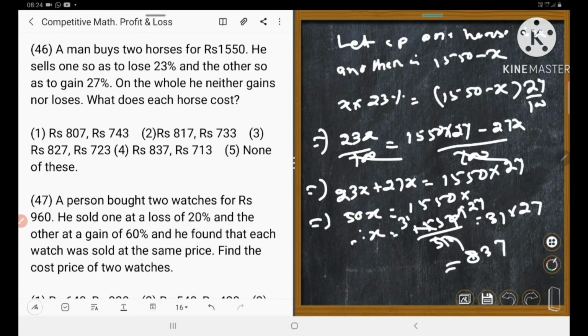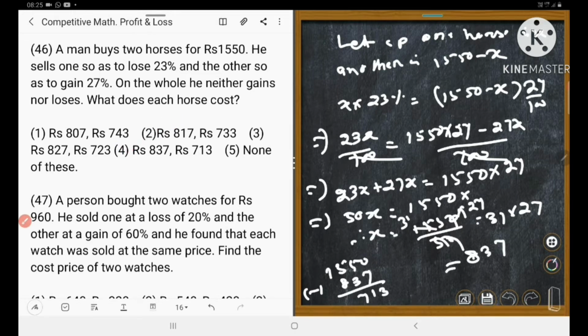Another is 1550 minus 837, which is 713. Could you understand? So the right answer is 837 and 713. Which is the correct answer? Number 4 is the correct answer.